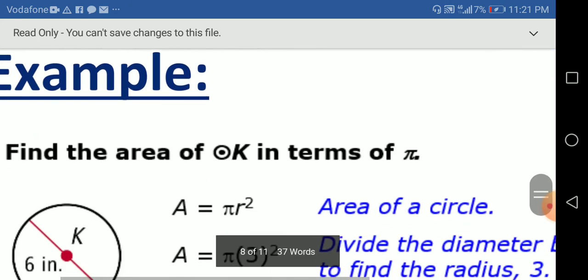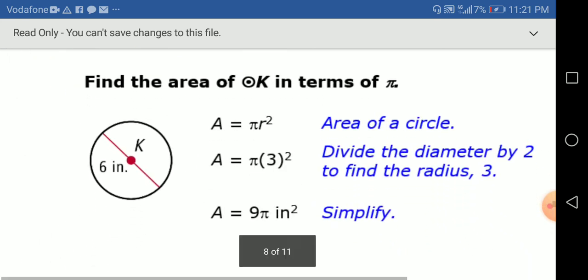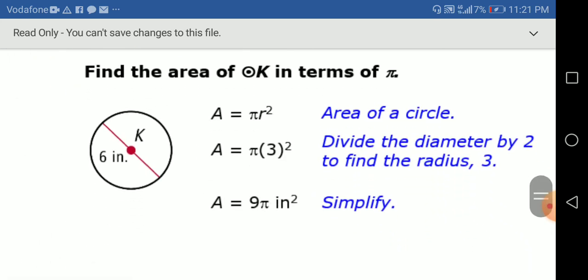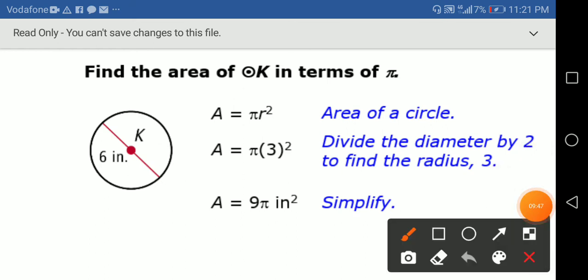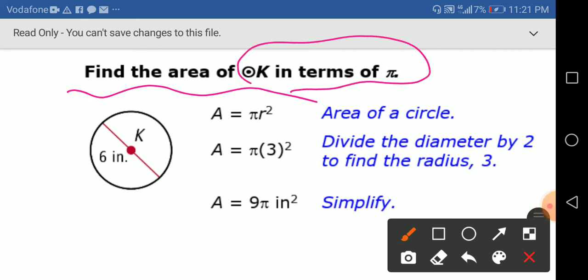Okay, guys. So the question comes like this one. Find the area of a circle K in terms of pi. In terms of pi, that means that we're not going to solve for pi. Keep pi as it is, don't solve it on the calculator. So we got the area equal, I have to study this, of course, pi r squared. So the pi will be written as it is.